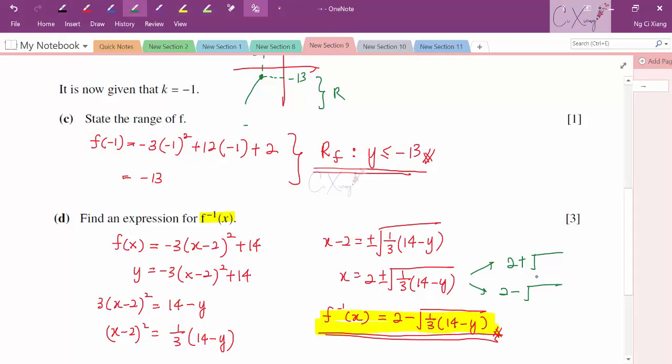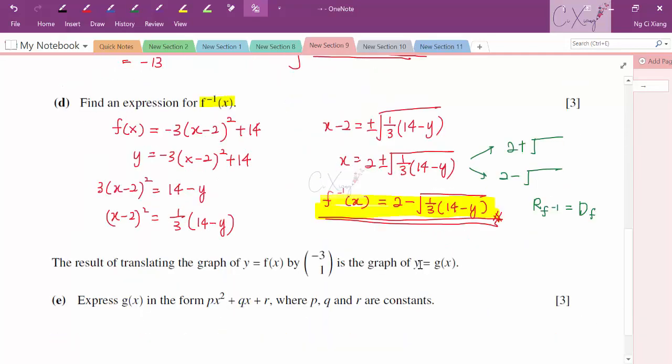All right, so why do we need to look at the range of the function? This one is actually the range of the inverse function, and we learned before that the range of the inverse function is equal to the domain of the function. So that's the reason why we need to refer back to the domain of the original function to decide the correct inverse function. All right, then let's continue to the next part, part E.